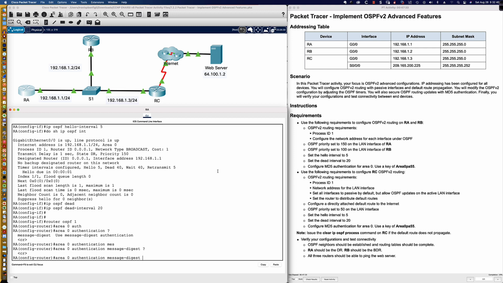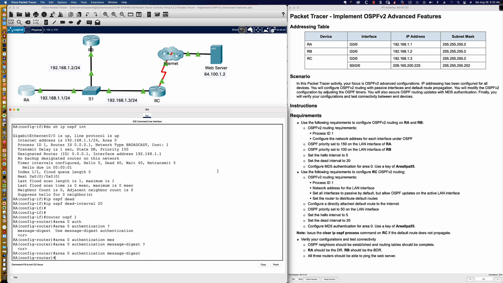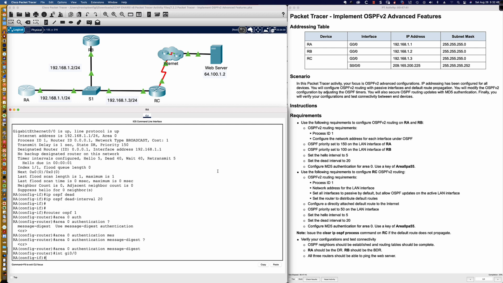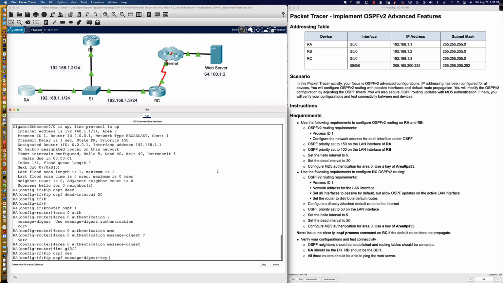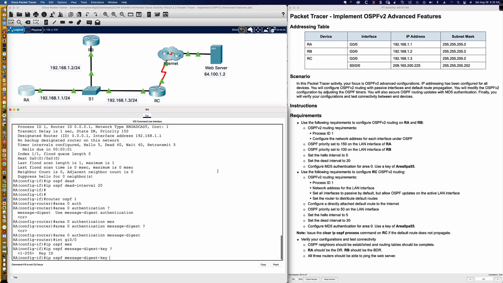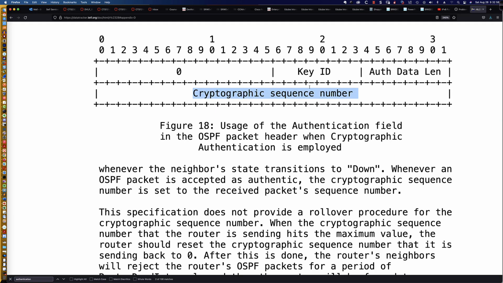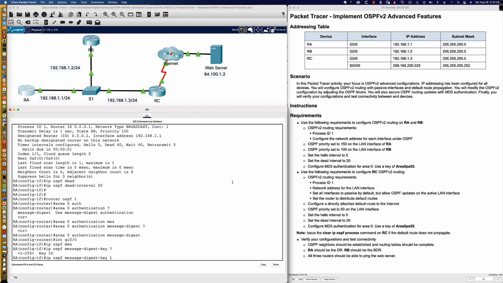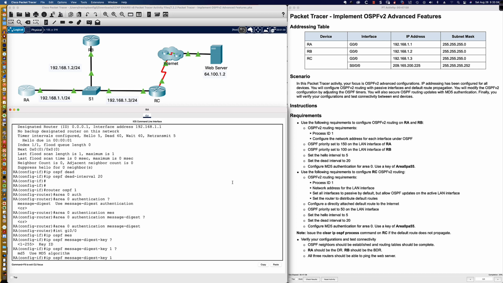Now, we have a single interface, so we're fine, because that's the interface on which we are now going to jump into interface GigabitEthernet 0/0. So again, we're going back into the interface, and this is where we say ip ospf message-digest-key, and if I do a question mark, here's that key ID. Remember that from the header.